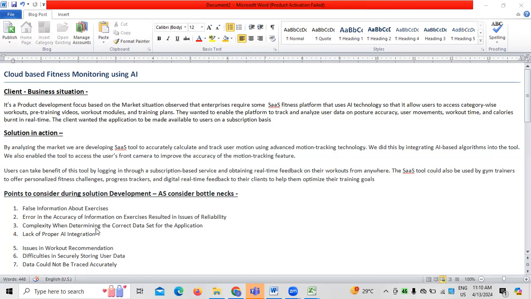Whenever we try to understand the business situation, as I mentioned, this is product development, which focuses on the business situation by understanding the enterprises which require some kind of software as a service, because normally cloud services are categorized into three different areas. One is infrastructure as a service. Second is platform as a service. The third one is software as a service.